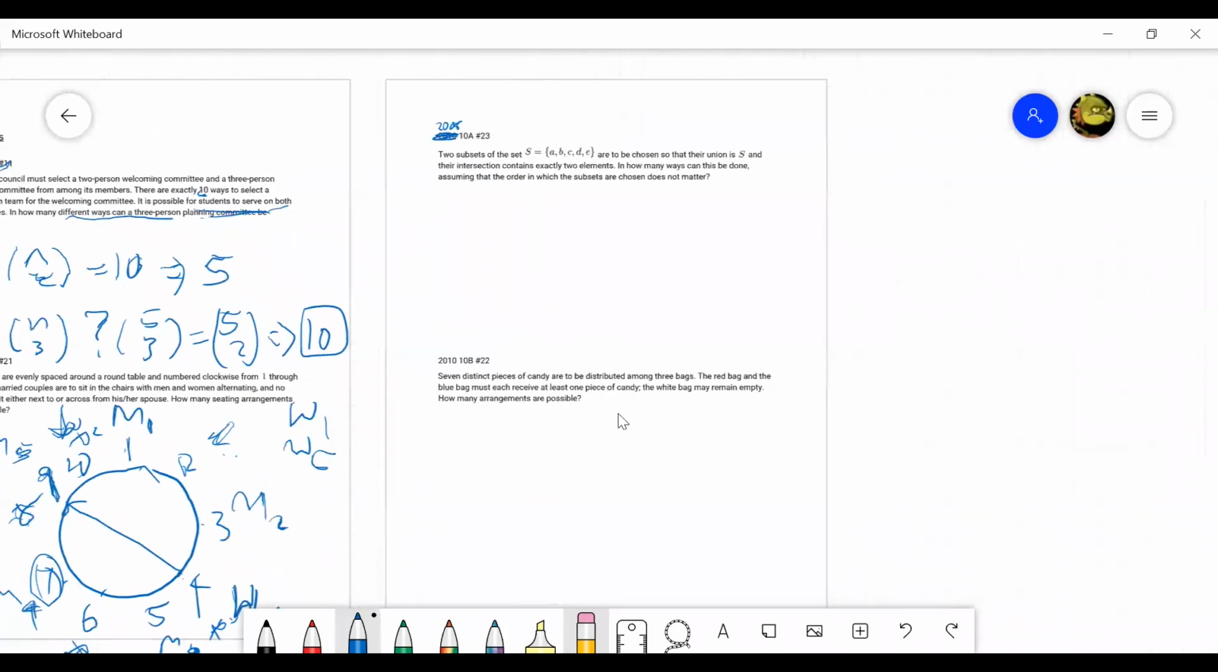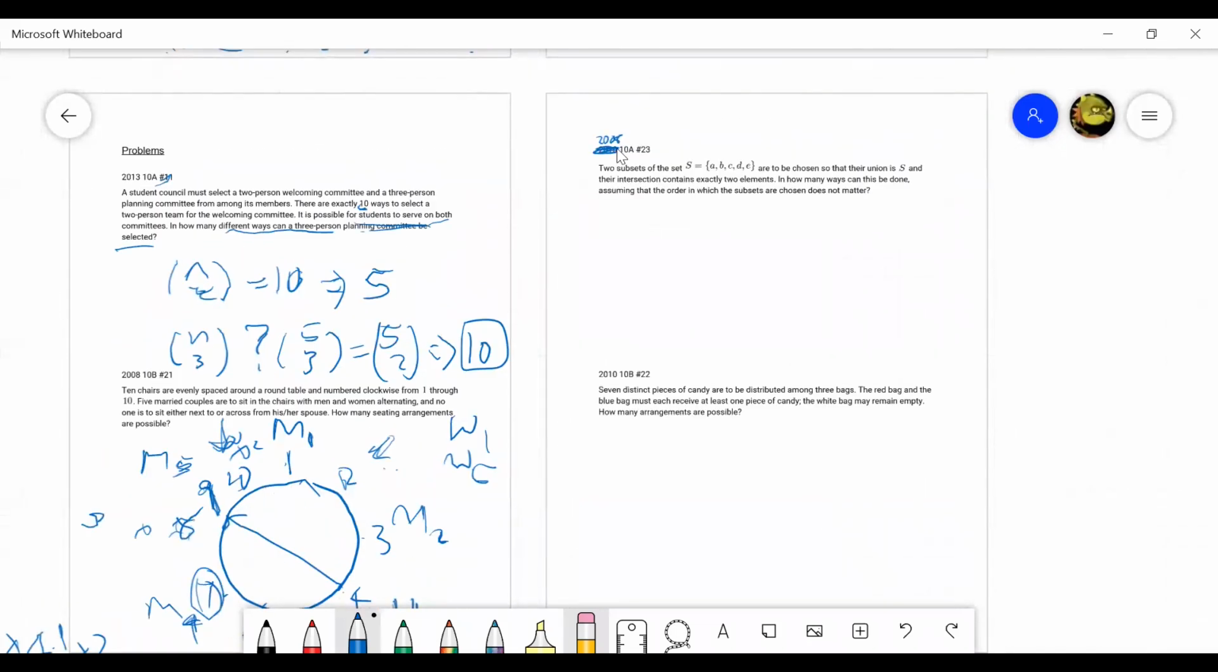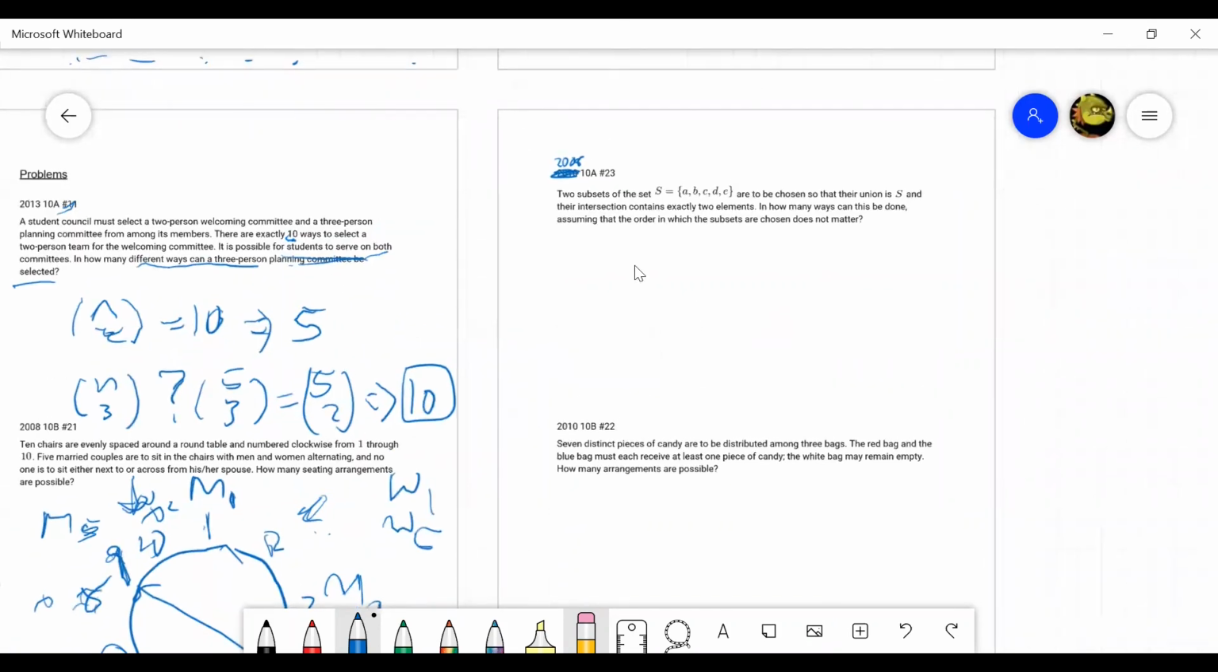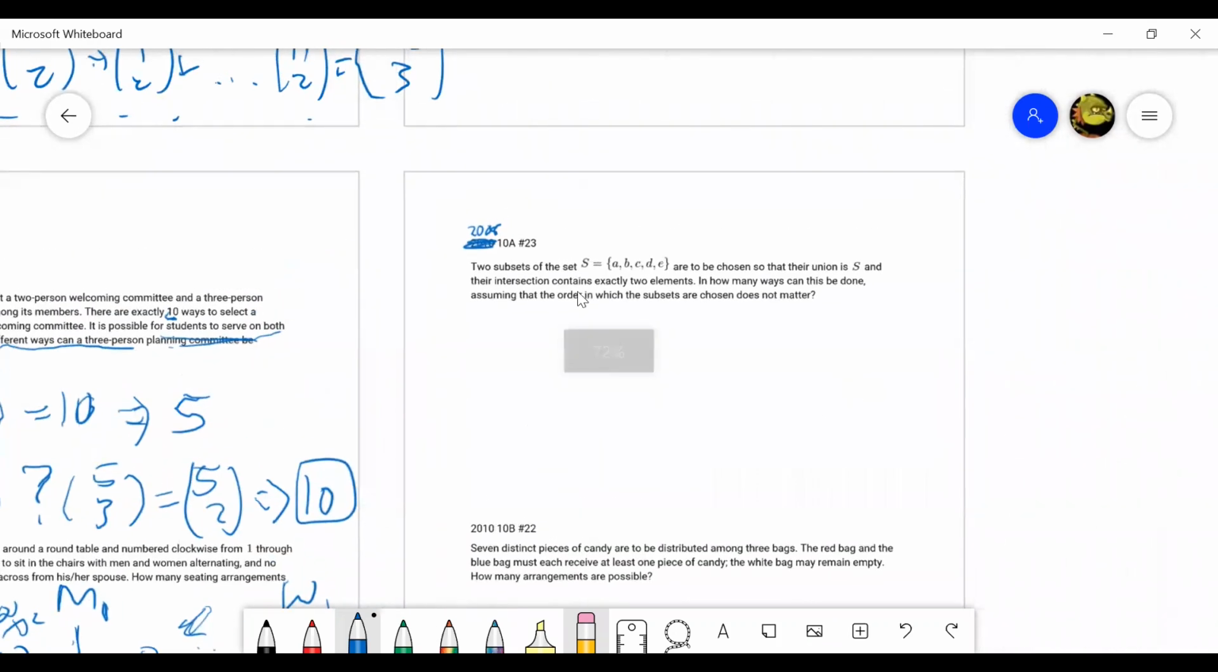Yeah. All right, so next is this problem. It's actually mislabeled on the sheet. It should be 2008, not 2010. So yeah, that's just if you are going to be looking them up later on. And so if you read it, it says the two sets are chosen so the union is S and the intersection is exactly two elements. How many ways can this be done?